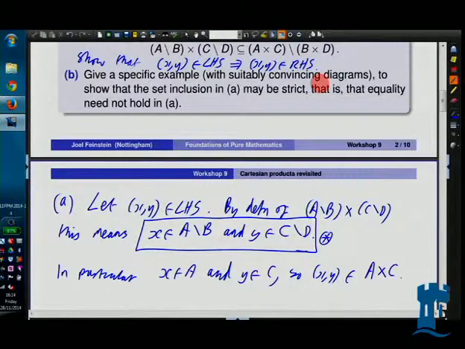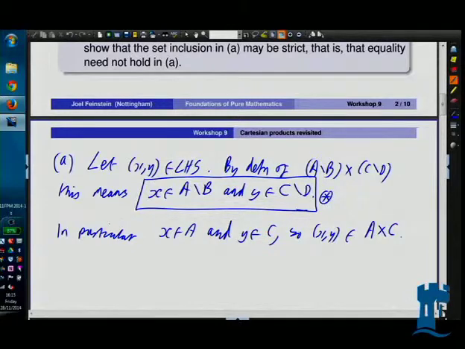Now there's two different reasons why it's not in B cross D. Because to fail to be in B cross D, you only need one of the coordinates to be wrong. So there's a bit of overkill here, because we actually know that both of the coordinates are wrong. We actually have x is not in B and y is not in D, but you only need x not in B or y not in D.